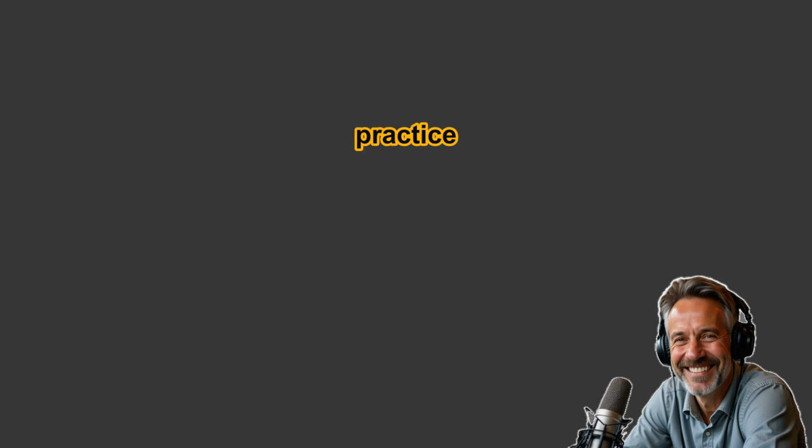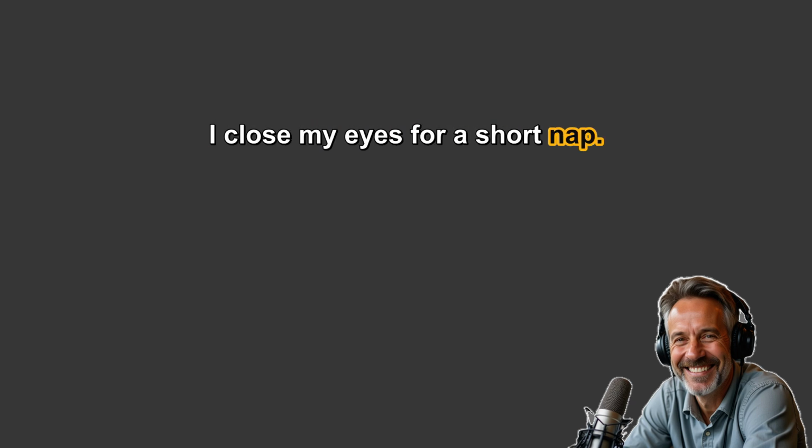Short sentences to practice. I sit in a chair. I drink hot tea. I read a quiet book. The sun is warm. The breeze is soft. I walk in the park. I feel calm. I breathe slowly. The birds sing. The music is soft. The light is warm. I close my eyes for a short nap. My day is simple and good.